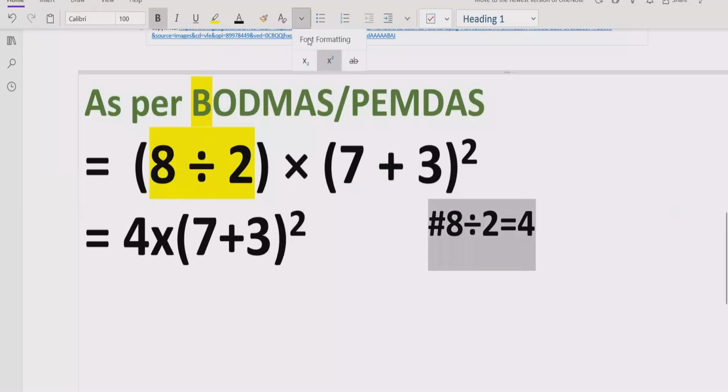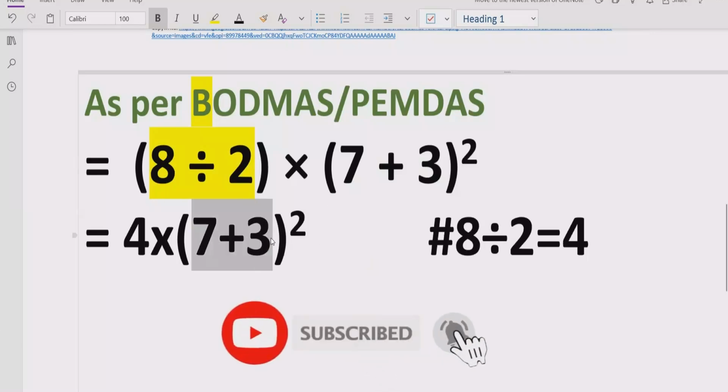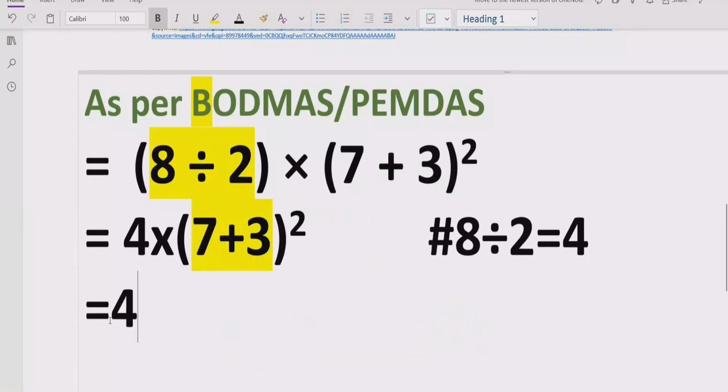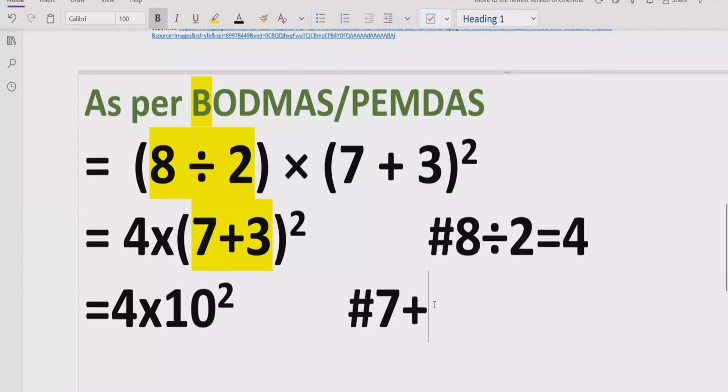Now move forward to the same step because we have to solve all brackets. So here we have another bracket, which is 7 plus 3 equals 10. And again outside we have the power 2, so we will write power 2 for this. And we will give the reference here: 7 plus 3 equals 10.